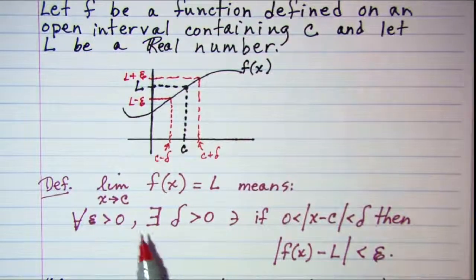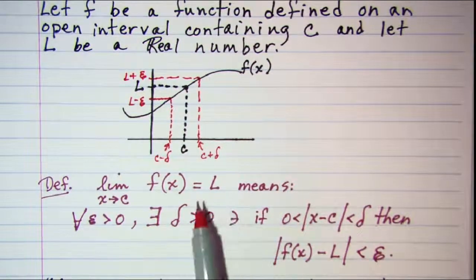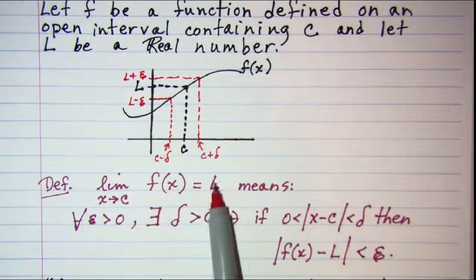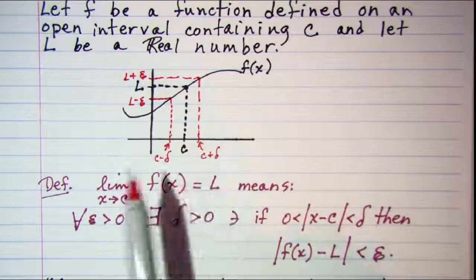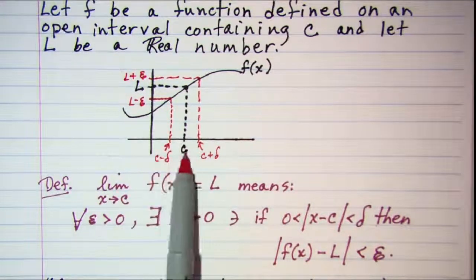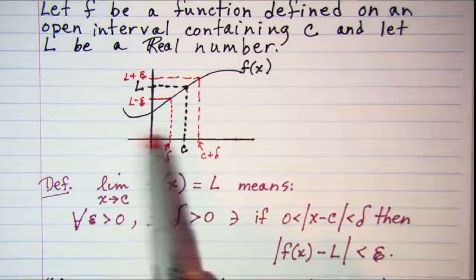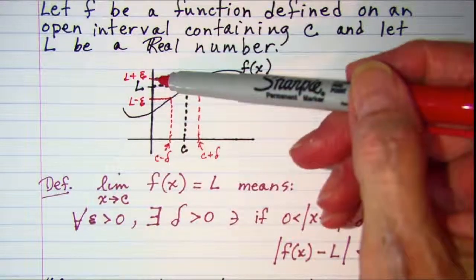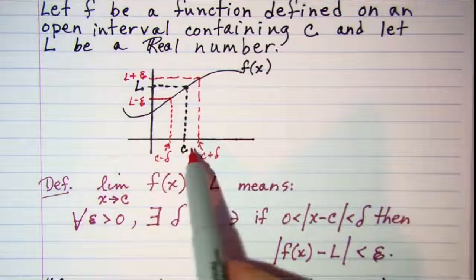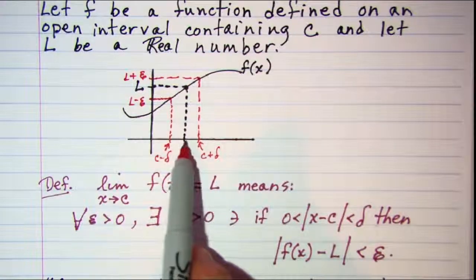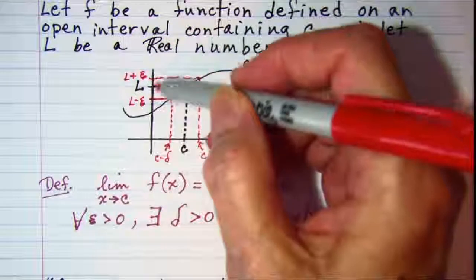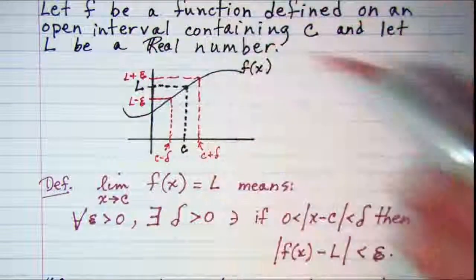So this definition, if we say that the limit is equal to L, then basically that's saying that there's going to be a positive delta for every positive epsilon, such that if x is in this delta neighborhood, then f of x will be in this epsilon neighborhood.